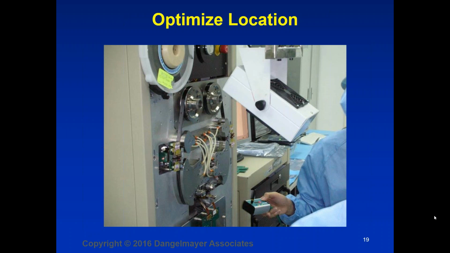When you choose an ionizer and install it in an application, you want to get it as close as you can to the charged object. So you see here the ionizer is right over the tape head in this tape machine, because that's where the charge is being generated, the contact of the tape and the tape head. Next slide.